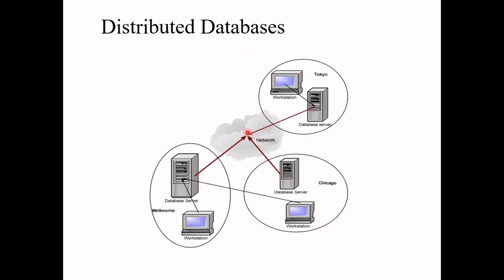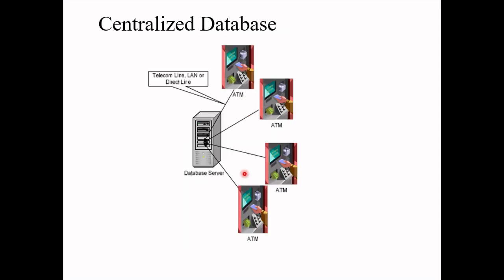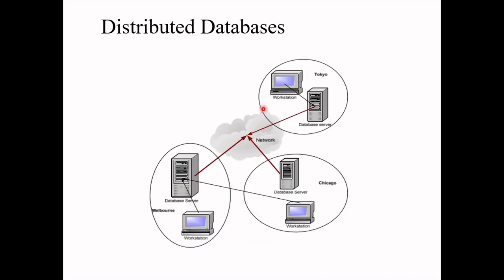Here we have a distributed database. Here we have one network. Our main office is at Chicago. Now our second branch is at Tokyo and another branch is at Melbourne. So they have different servers. Here we have a server at Melbourne, here we have a server at Chicago, here we have a server at Tokyo. And they are connected separately. And here we have a network. So this is the distributed database. Here we have multiple computers and multiple servers. Here we have only a central server. So this is the example of a distributed database.